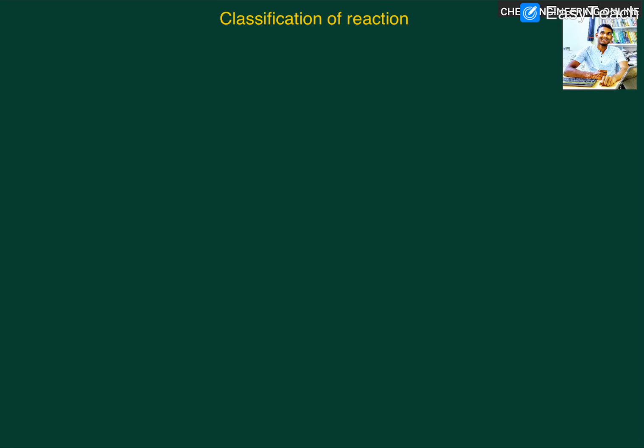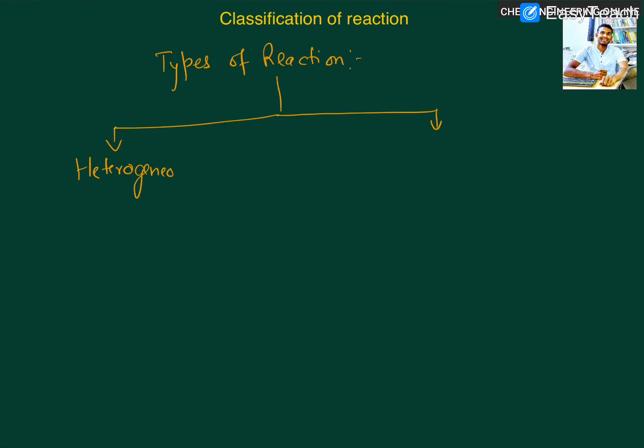Now, based on the classification of reaction, we have two types of reaction based on the number of phases involved. So if we talk about types of reaction, we can say that one is heterogeneous and one is homogeneous.